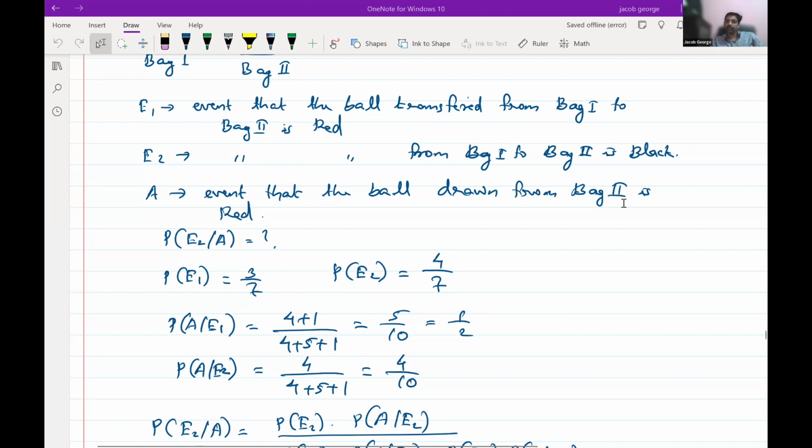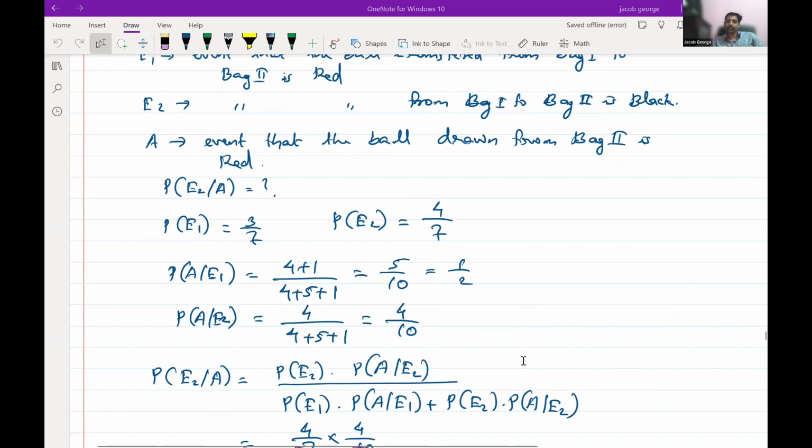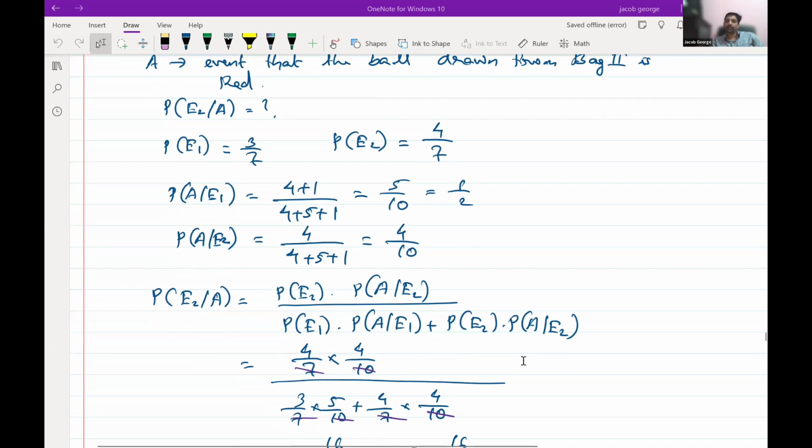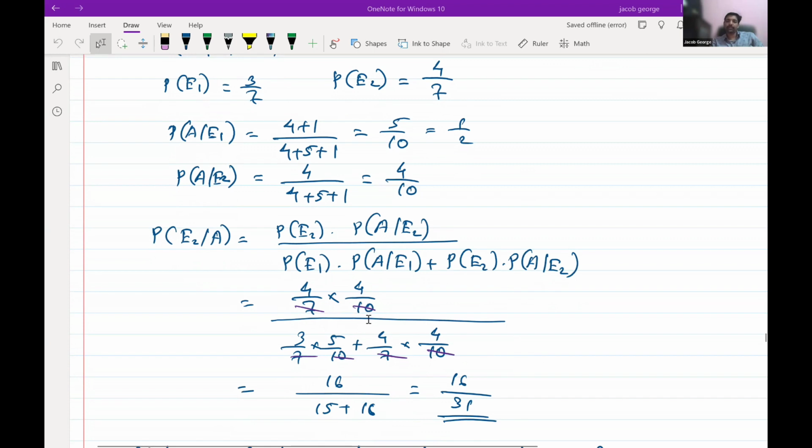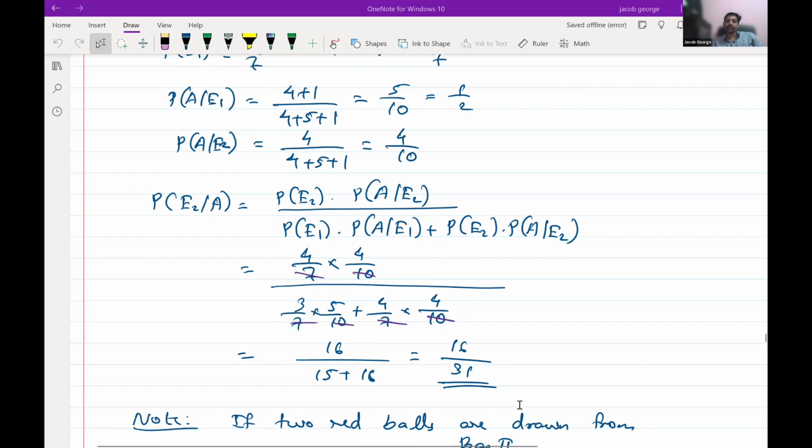Is it clear, children? P of A given E1 and P of A given E2. Then finally, we substitute these in Bayes' theorem for P of E2 given A, with the same type of formula, and we get the answer. Here also we can cancel the 7 and 10 from the denominators, and the remaining part we get as the answer. Instead of substituting 1 by 2, I substituted 5 by 10 and 4 by 10, so that the cancellation is easy. So 16 by 31 is the answer.